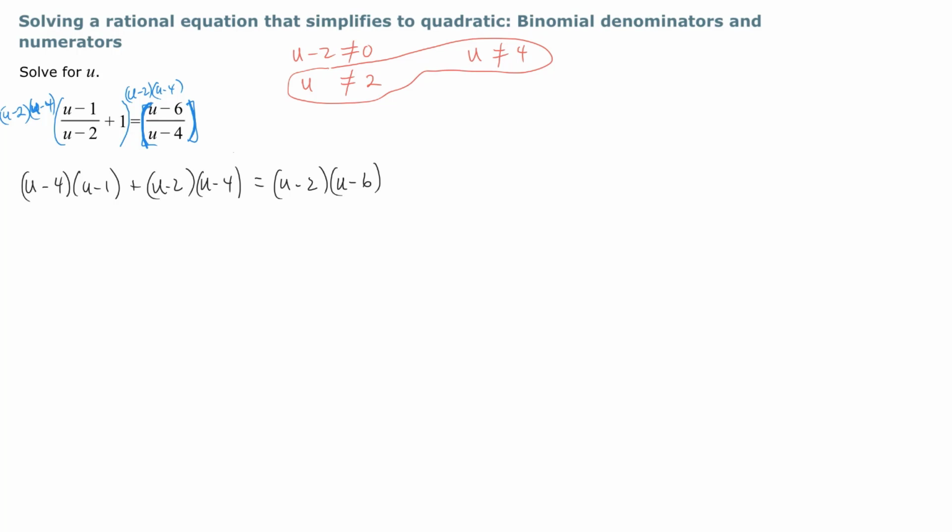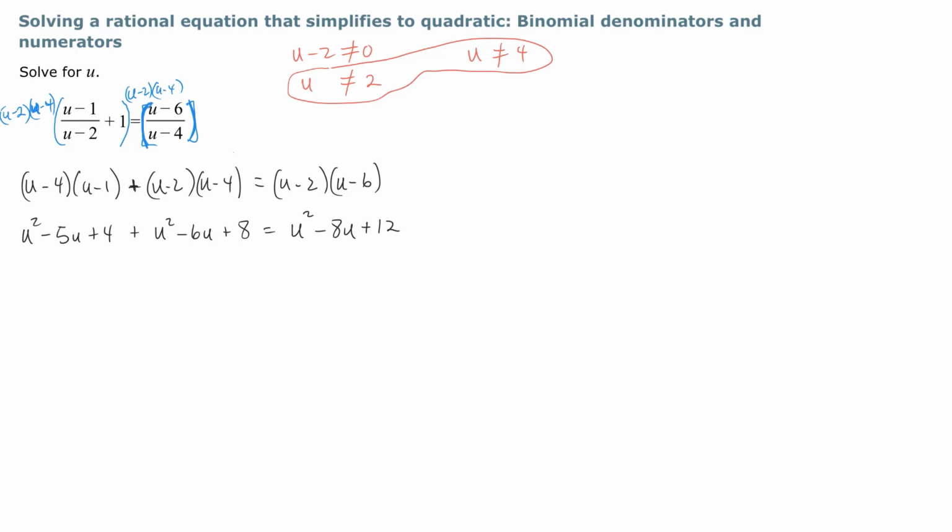And what do we do from here? Well, naturally, you'll react to this problem and just multiply all these binomials together. We get u squared minus 5u plus 4 plus u squared minus 6u plus 8 is now equal to u squared minus 8u plus 12.